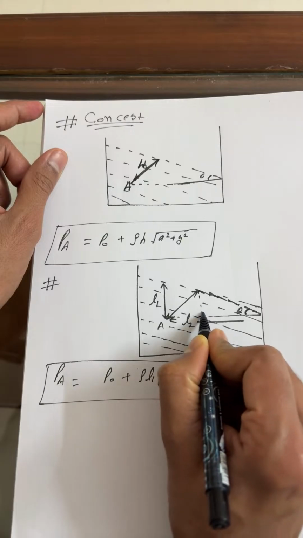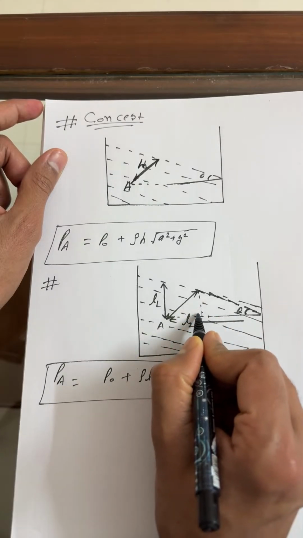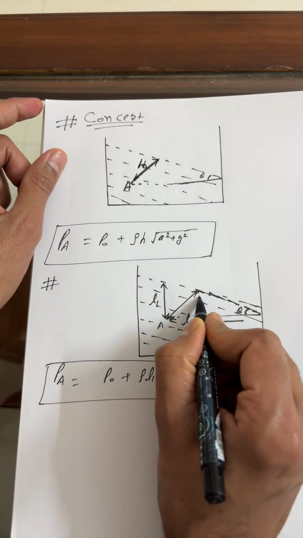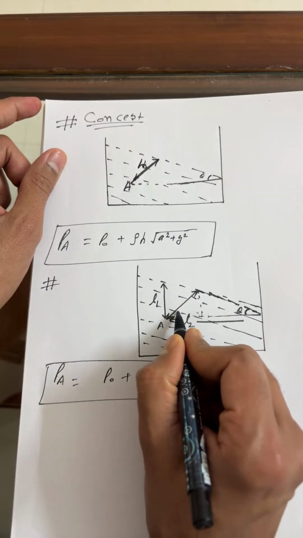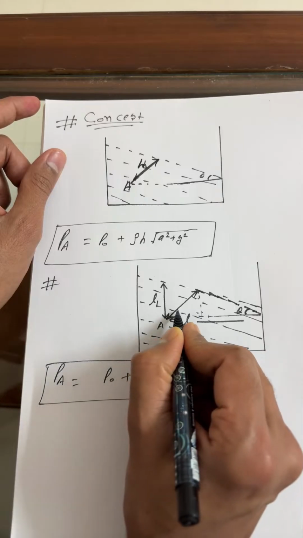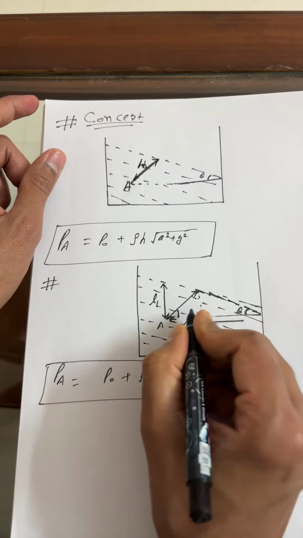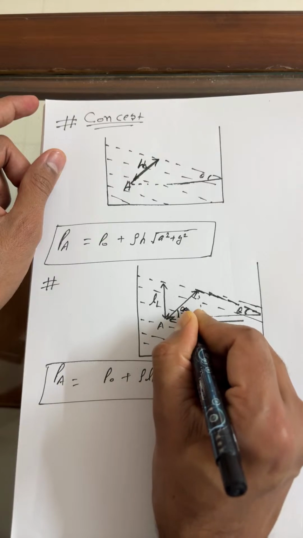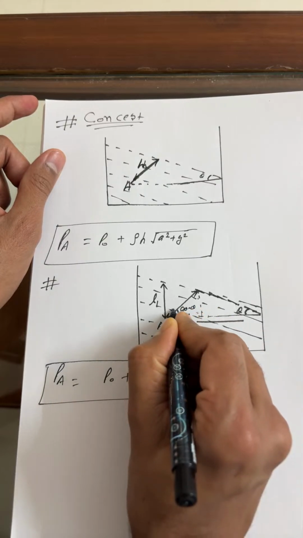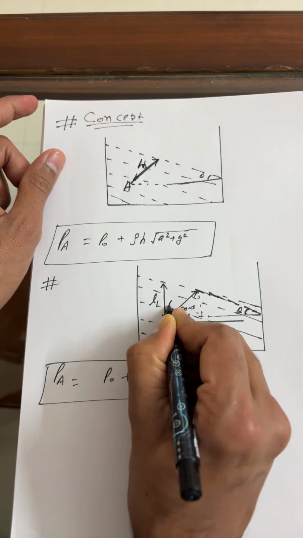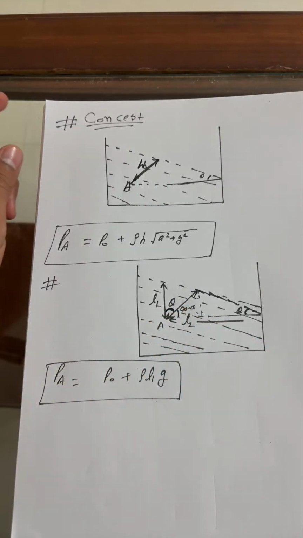This is theta, this is 90 degrees, this is 90 minus theta. This is 90, so this is 90 minus theta. So this remains theta, this is 90, so this is 90 minus theta. This angle is 90 minus theta. This angle remains theta only.